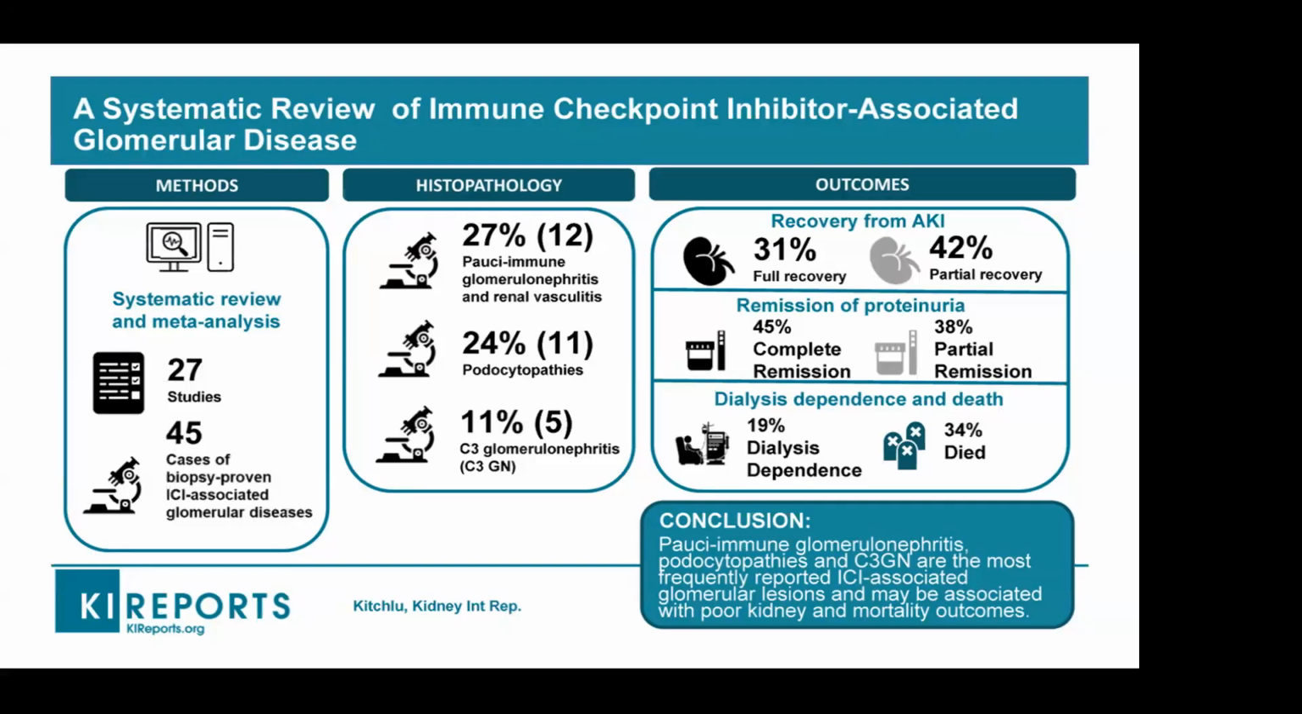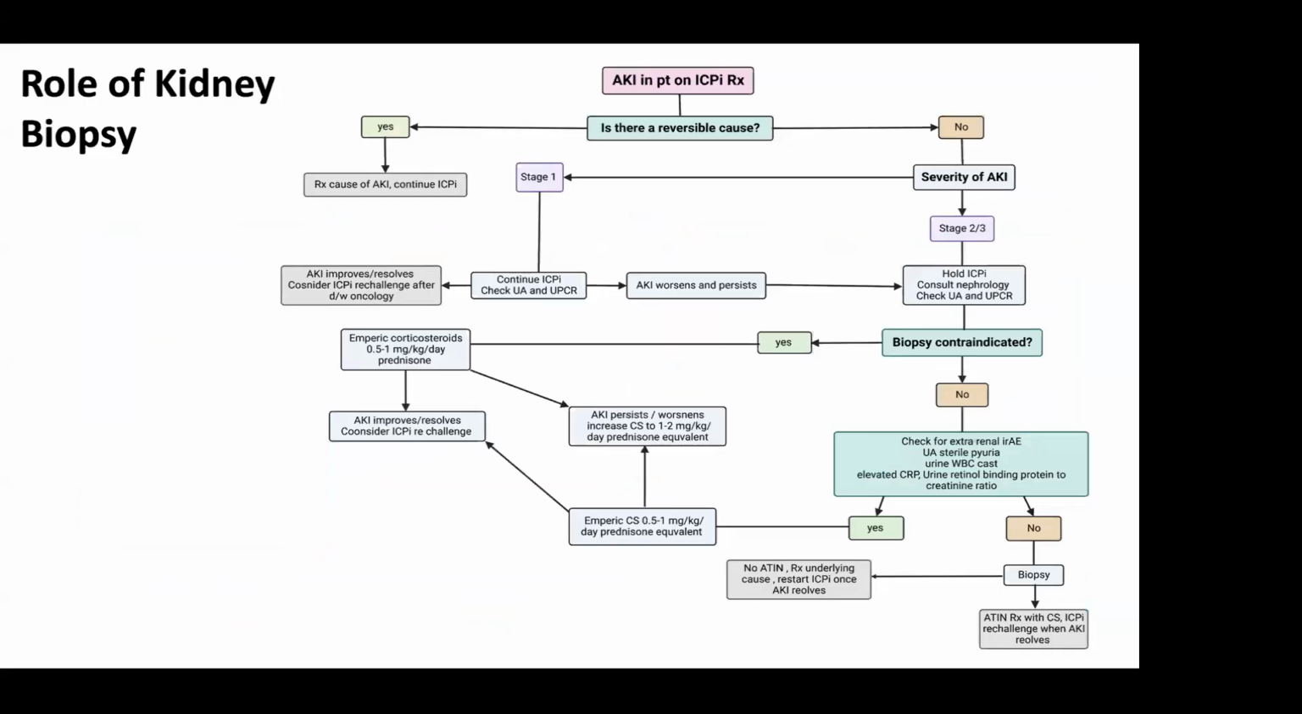24% of the individuals had podocytopathies and 11% had C3 glomerulopathy, which is very interesting because what I want to come to is doing the biopsy in these individuals with varying degrees of urinary abnormalities or kidney dysfunction. It's essential to perform a biopsy because that will give us more details and give us insights into how to treat the patient. This is just an outline showing how we really approach the patient and how we perform a kidney biopsy. When do we perform a kidney biopsy?